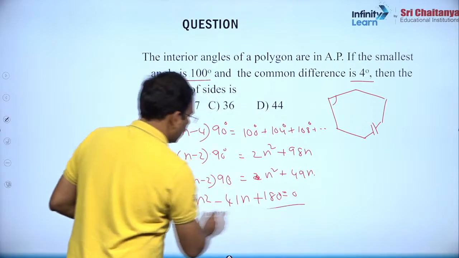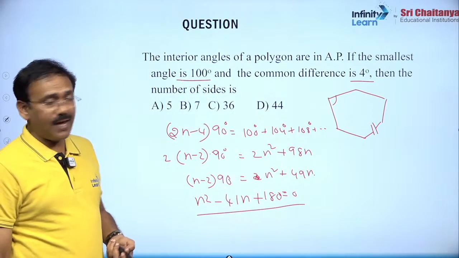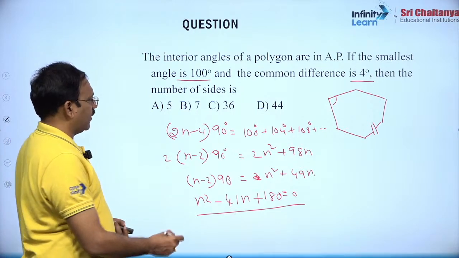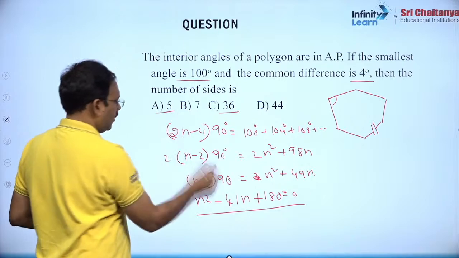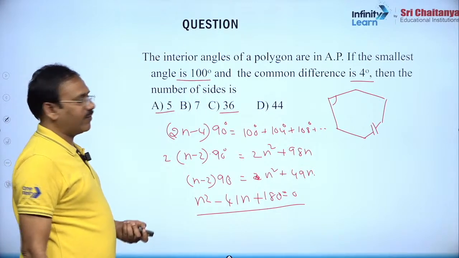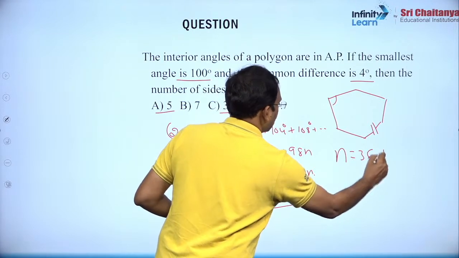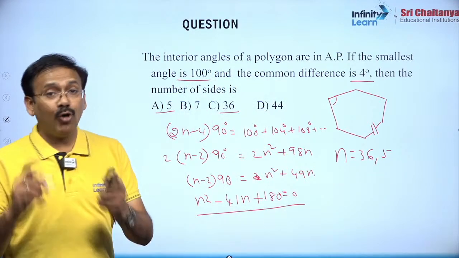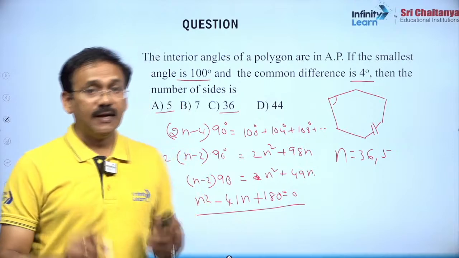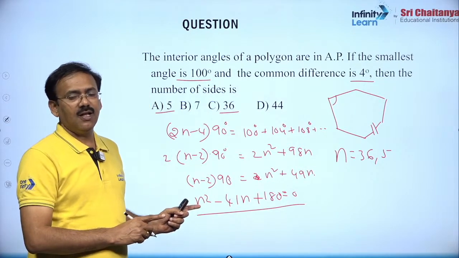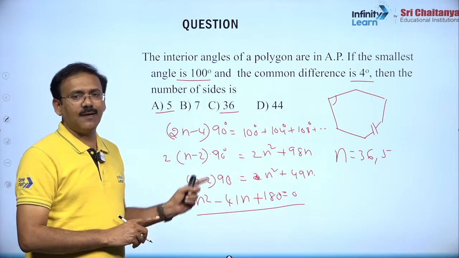This is the equation. From this, what can you say about n, my dear friends? n is going to be 36 and 5, since 36 plus 5 is 41 and the product is 180. You will get two answers here, 36 and 5. Interestingly, both the answers will be present in the options. This model is a previous year JEE Mains question, and long ago it was even in Advanced also.